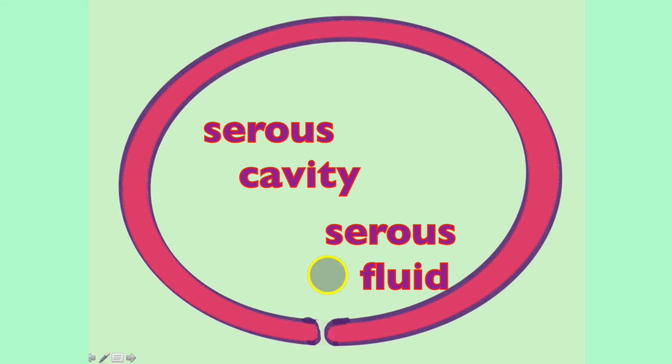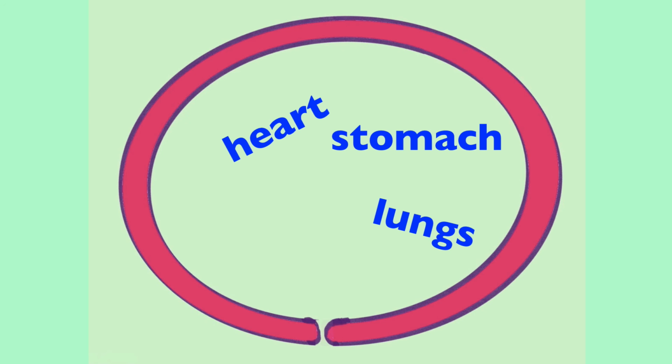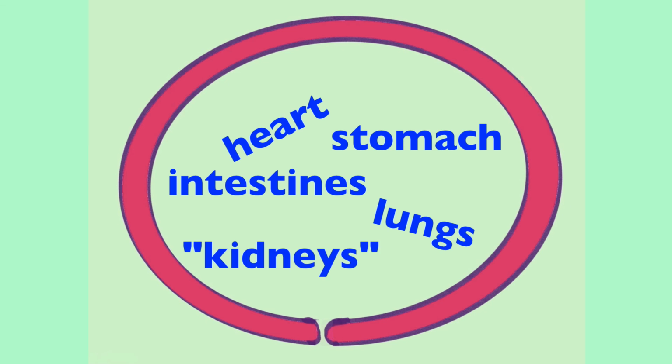Within this space right here is going to be any number of organs. It could be the heart, it could be the lungs, it could be the stomach, any components of the intestines, part of the kidney, and I'll explain why it's only part of the kidney, and also organs in our pelvic cavity. So next video, we'll look specifically at the serous membranes around specific organs.